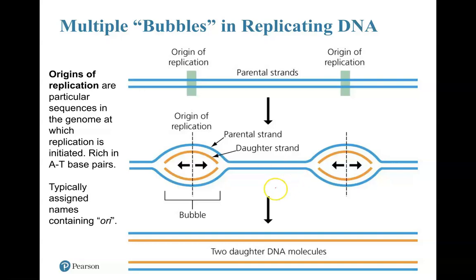Ultimately, at the very end, what was the parent strand highlighted in blue here, it now has an orange complementary strand, and the same for the other side as well. I now have two genetically identical daughter DNA molecules resulting from replication.